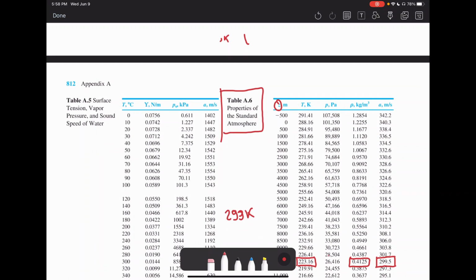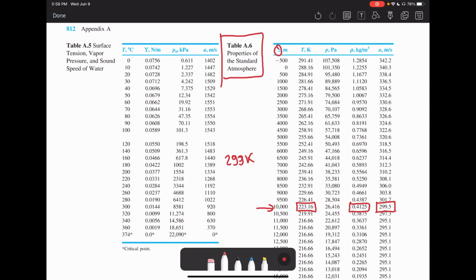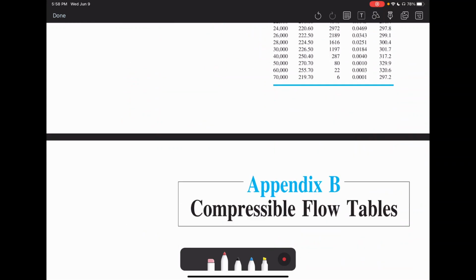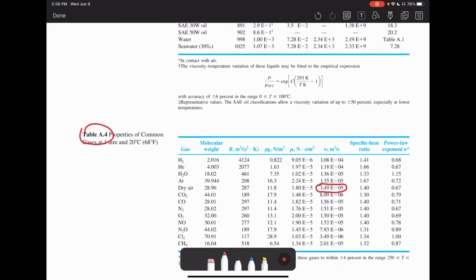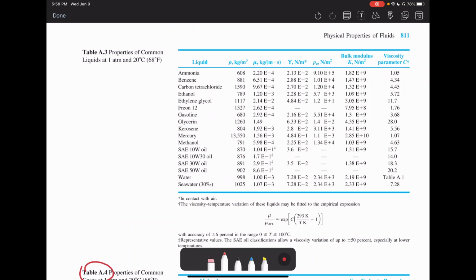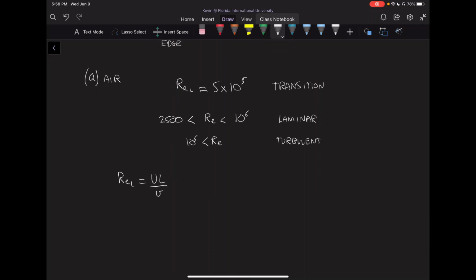If we need more detail for different temperatures, you could use a different table, such as table A6, for example, where there's a little bit more detail. But here we're going to use table A4, and it makes it pretty simple to find what we have. So our viscosity is going to be equal to 1.49 times 10 to the minus 5.